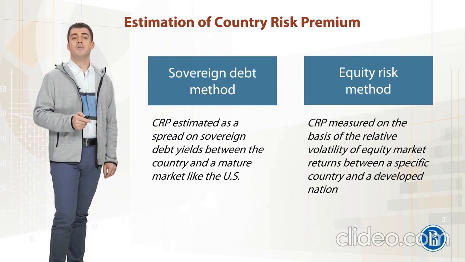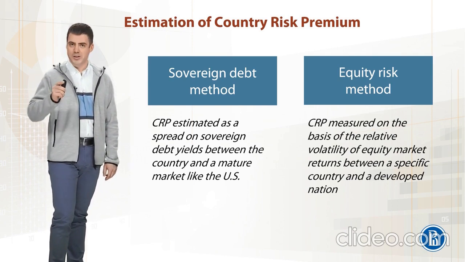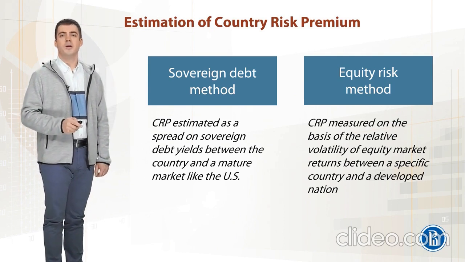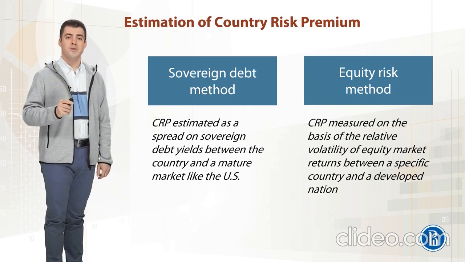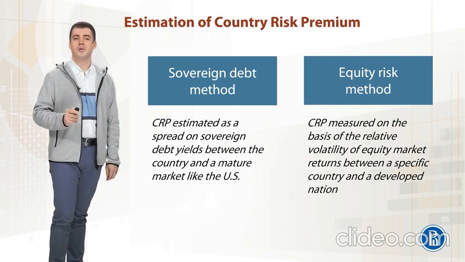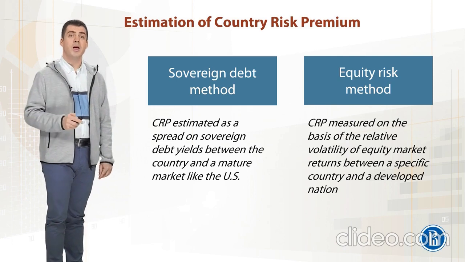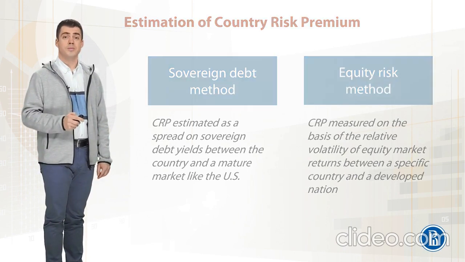Another method is called the equity risk method. Here, the country risk premium is measured on the basis of relative volatility of equity market returns between a specific country and some developed nation.